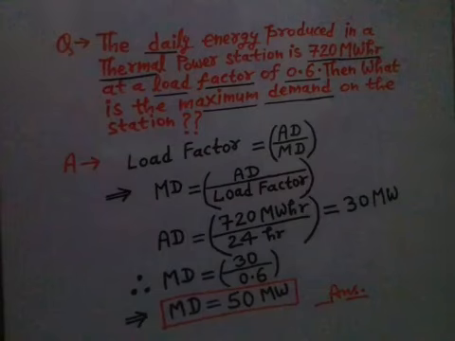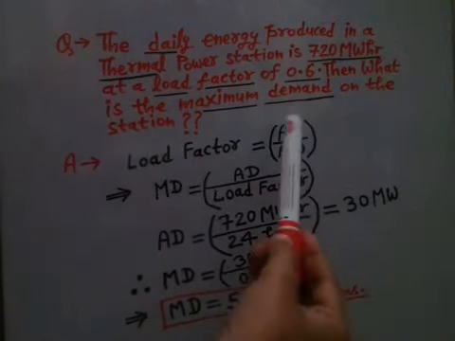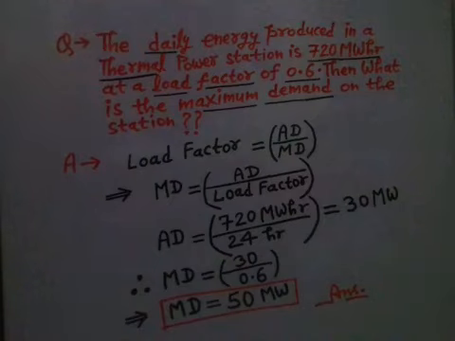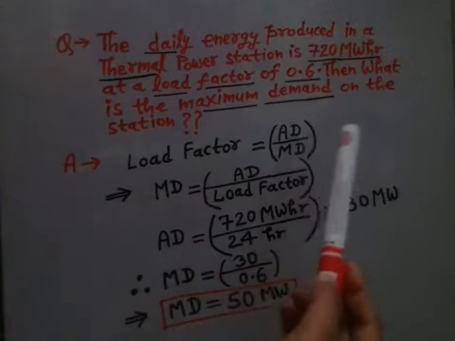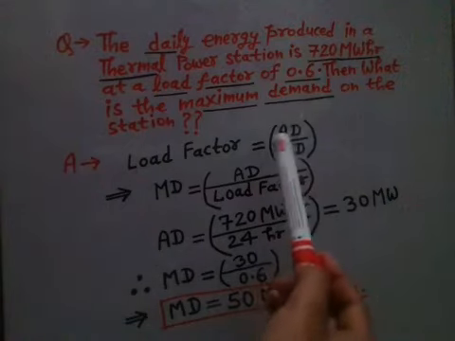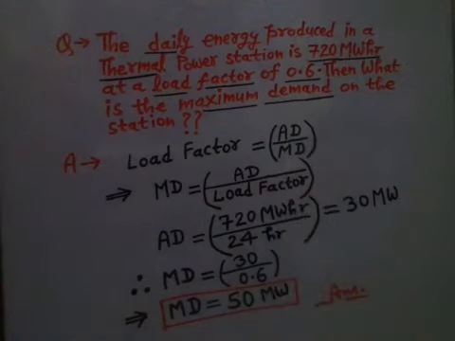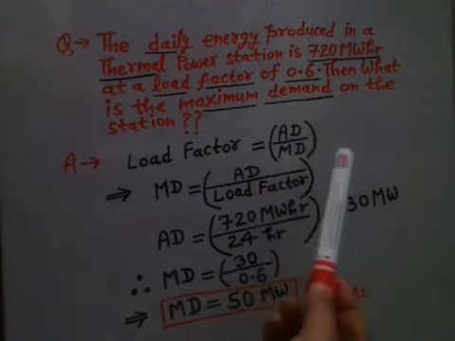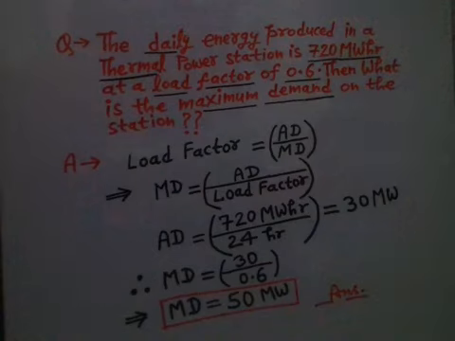Alright. So here load factor is nothing but the average demand by the maximum demand, right? So load factor means basically how much is the average demand with respect to the maximum demand. That is the load factor. So either you can say average demand or you can say average load, both are one and the same. Similarly, maximum demand is the same as maximum load, right? So like I said, maximum demand for different consumers is different and occurs at a different time.